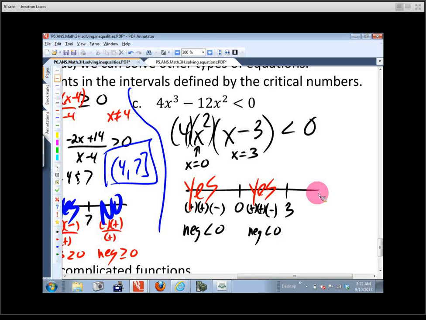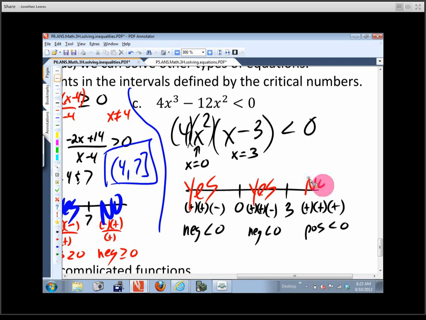Okay? And then this one over here, again, this one's going to be positive. The second one's going to be positive. And if I plug in a big enough number, anything bigger than 3, and subtract 3, it is going to be positive. So I get a positive. Are positives less than 0? The answer there is no.